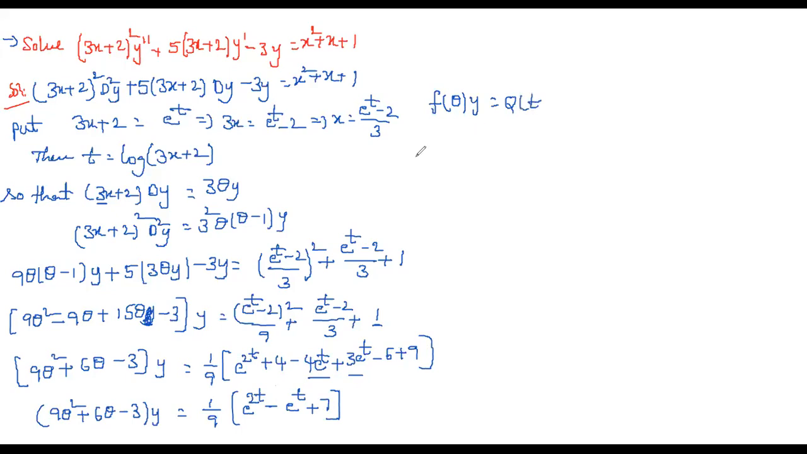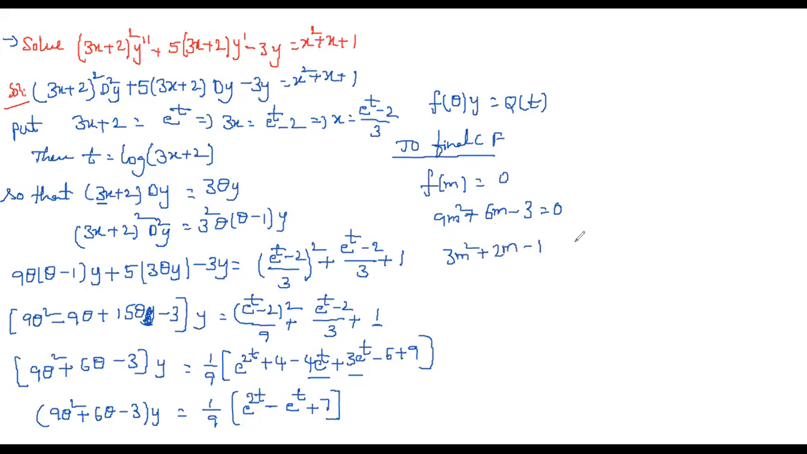First, you need to find the complementary function, right? To find the complementary function, we have to take the auxiliary equation. The auxiliary equation is f of m is equal to 0, 9m square plus 6m minus 3 is equal to 0. So here 3 is the common one. If you take that as common, 3m square plus 2m minus 1 is equal to 0.